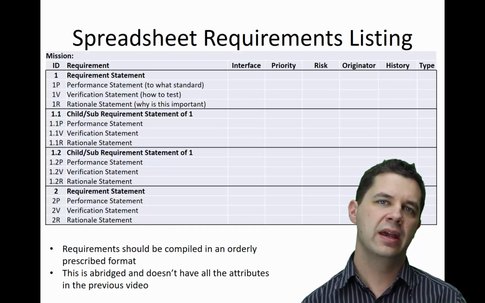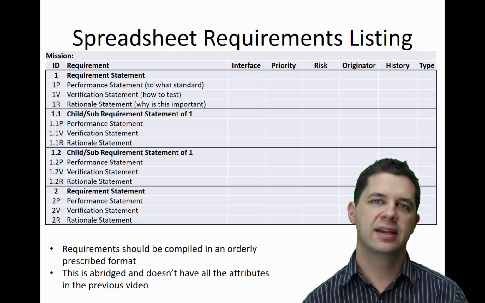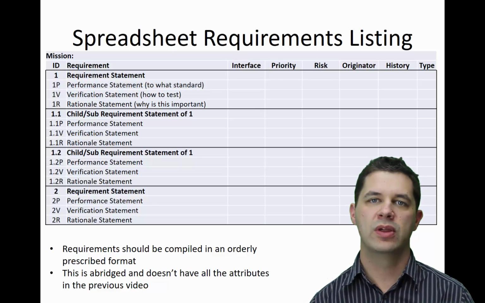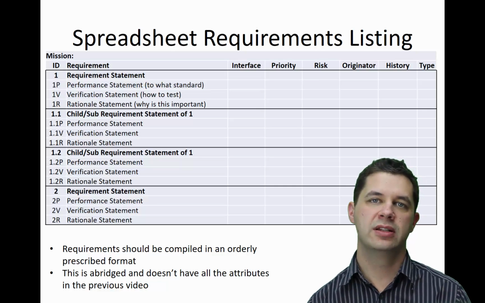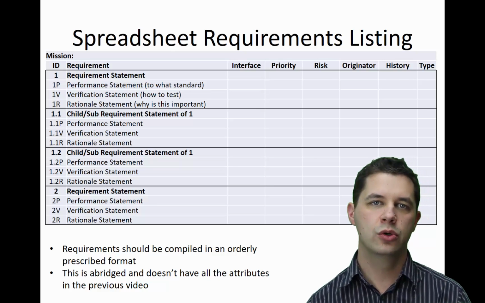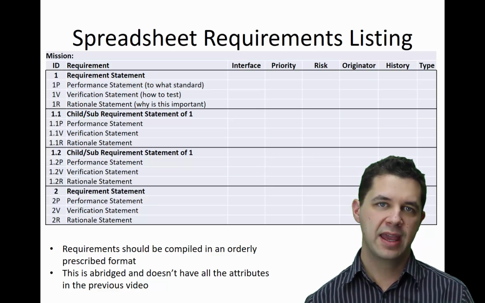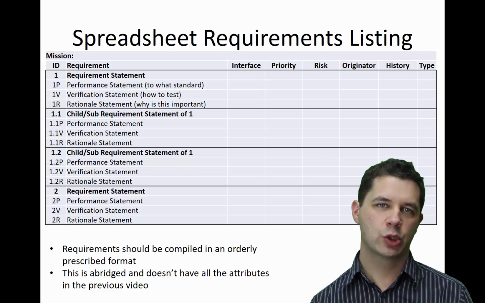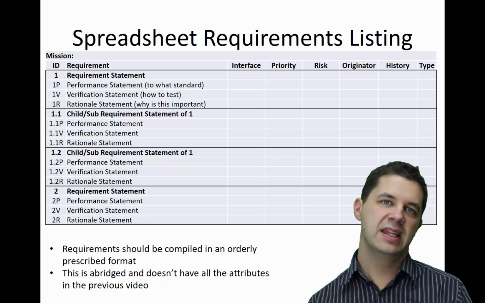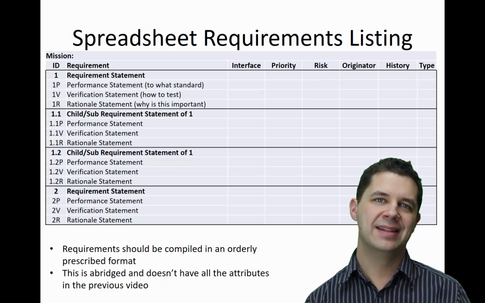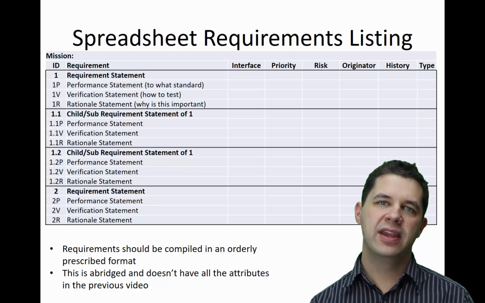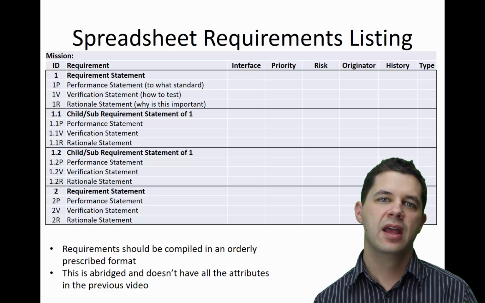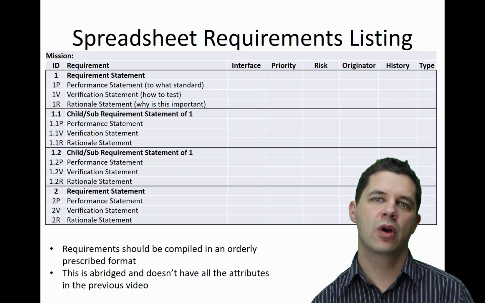Well, one way that we can create our requirements listing is in something like a spreadsheet, like we've got here, whether it be a spreadsheet on paper, which might be our starting point, or a spreadsheet in something like Excel or Google Docs. Basically, what we're trying to create is putting the requirements in an orderly prescribed format where we can see them all and we know what's coming up and we know how to add to them very easily. Now, what we have here is a very much abridged version of what we had in our requirements in one of the previous videos, but it has most of the main fields that we've got there.